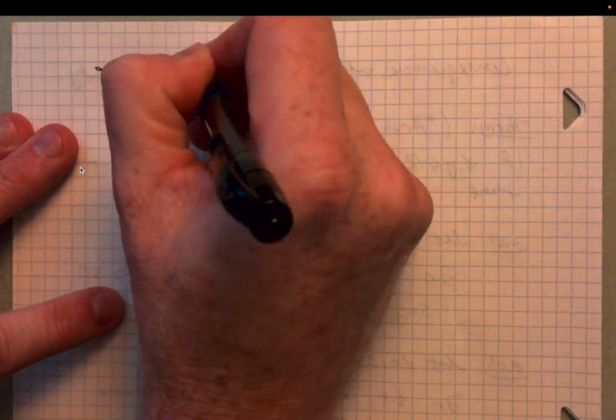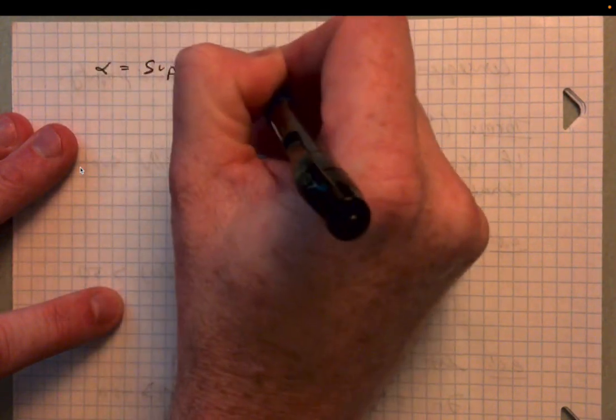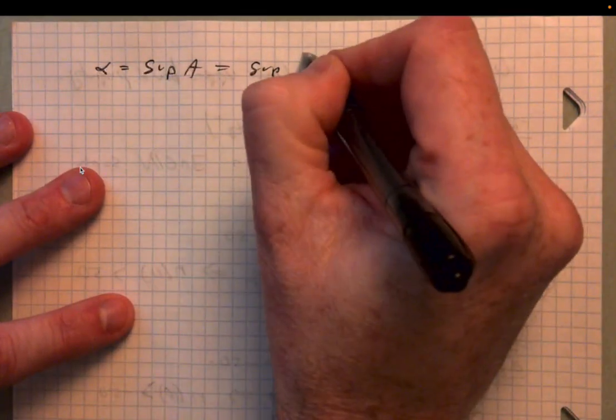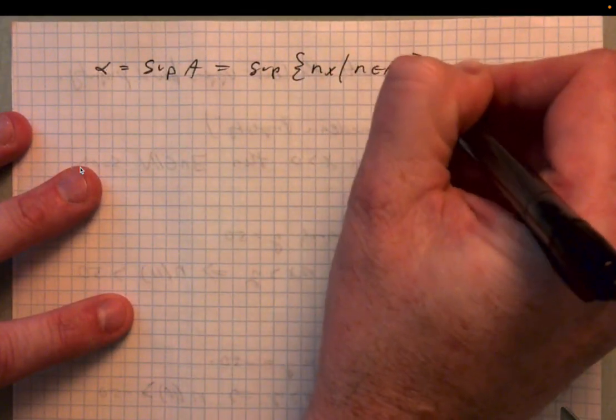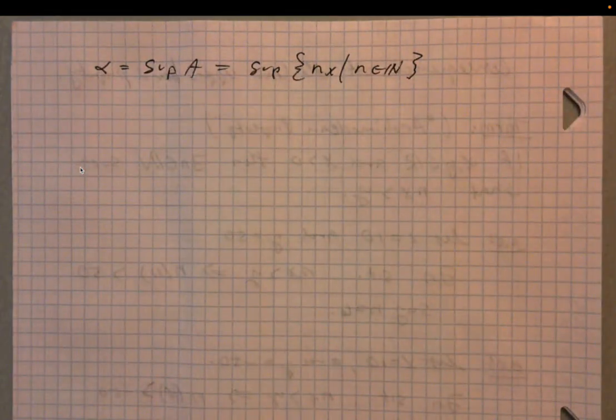All right, flip pages here. So alpha is equal to the supremum of A, which is the supremum of this set, nx such that n is a natural number. Now for some fixed x.